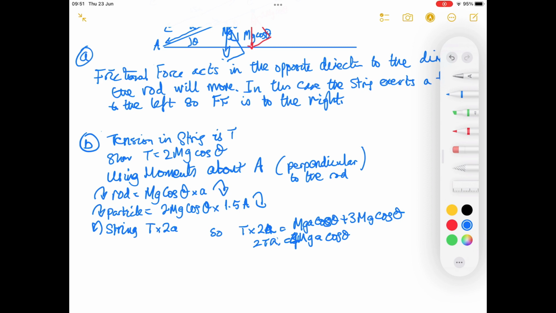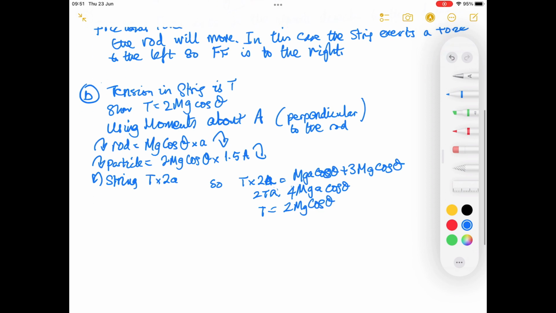Okay, so that's that question. Just tidied up a bit, messy. But that's that proof. So fairly straightforward, nothing too complicated in that question. Just again looking at the moments perpendicular to the rod.